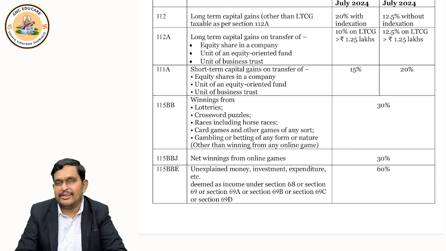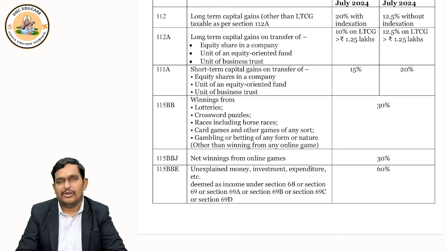Under which section? 115 BBE. For undisclosed expenditure, undisclosed investments, undisclosed cash, undisclosed income, which I'll teach you in the PGBP chapter. Don't worry. It is the business income related chapter. So the 115 BBE tax rate is 60%. How much is the tax rate?